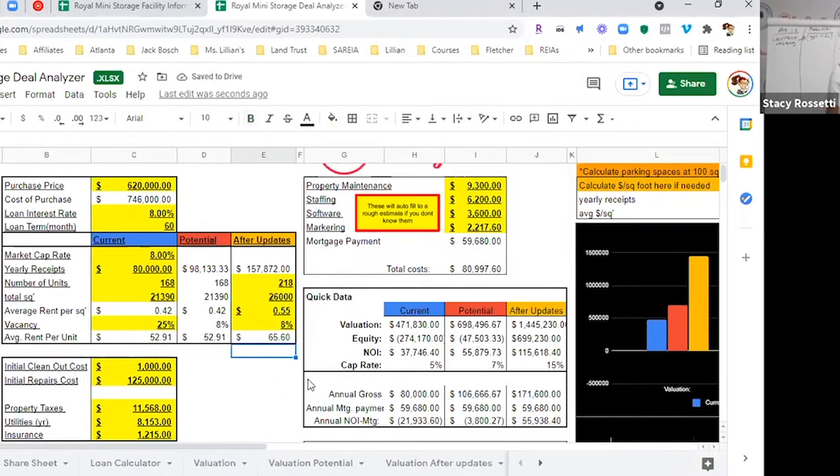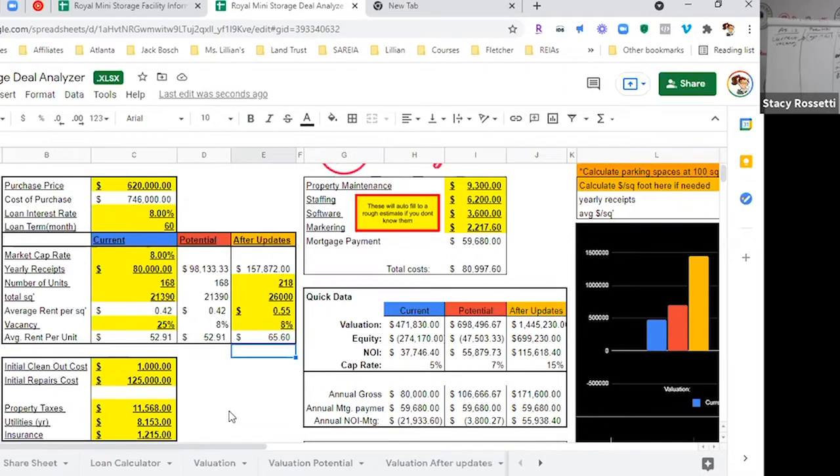So now that's what it's going to be worth. You can see after update. So you can actually run the numbers based on the value add as well. The value add includes: can you increase the rate? So increase rate, number one, add units, and decrease vacancy. That's value add. That's that last column that you're seeing right there. That's the value add.